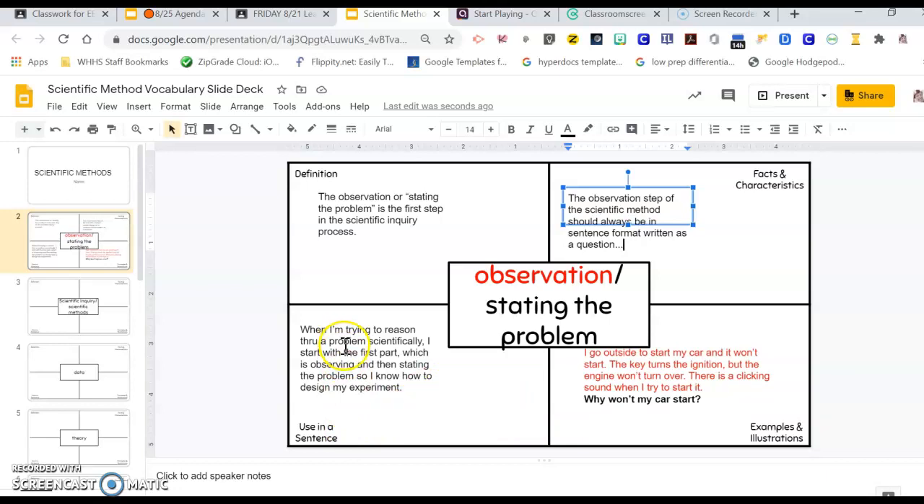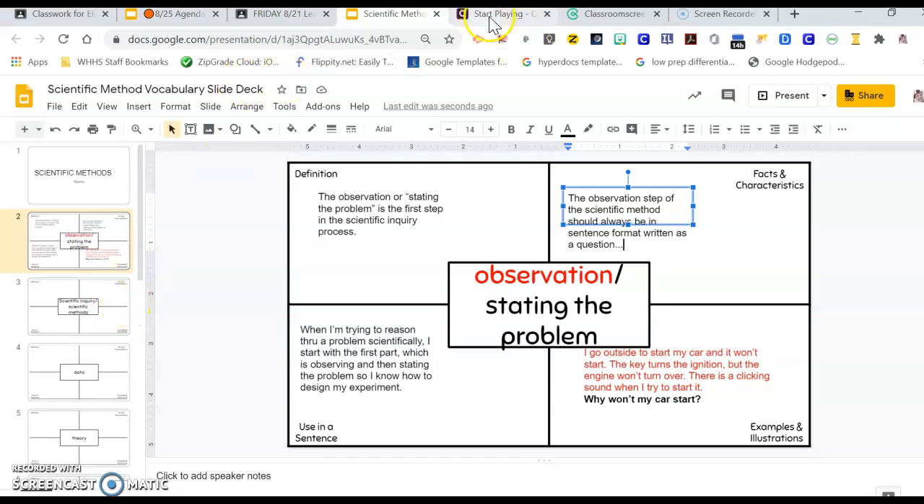When I'm trying to reason through a problem scientifically, I start with the first part, which is observing and then stating the problem so that I know how to design my experiment, which is the next part of the scientific method. So I did the first one for you, and you needed to do 3 more of these. You could pick whichever ones you wanted to do, but you needed to do 3 more of these tonight.